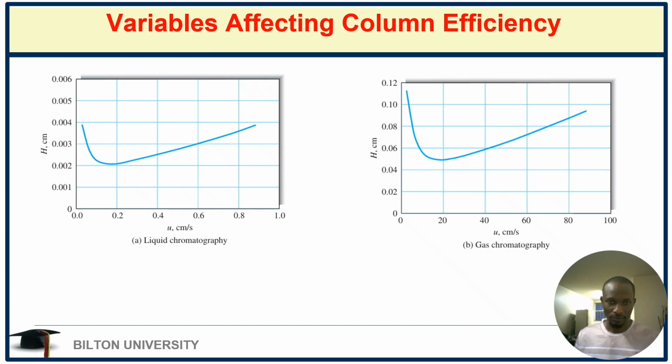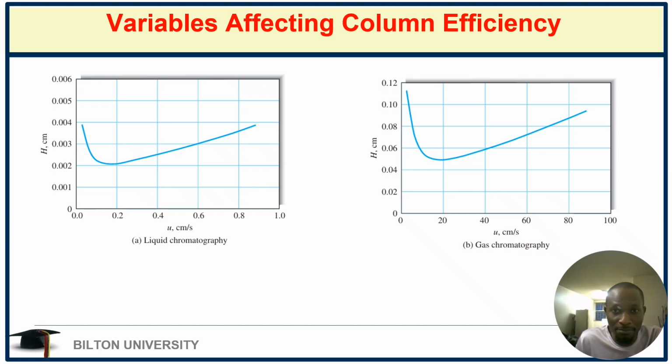So now let's look at the variables affecting column efficiency. We have talked about column efficiency as the ability of a chromatogram to produce better, high quality peaks. Okay, so I want you to pay more attention here. Look, this is liquid chromatography for A, and this is gas chromatography. So A is a picture for liquid chromatography and B is a picture for gas chromatography.